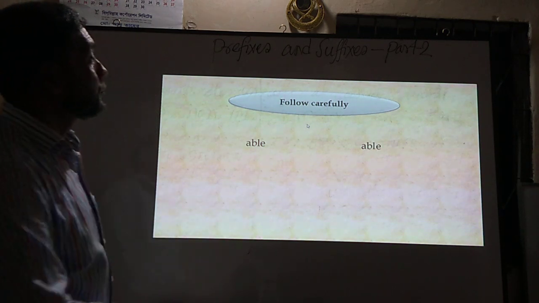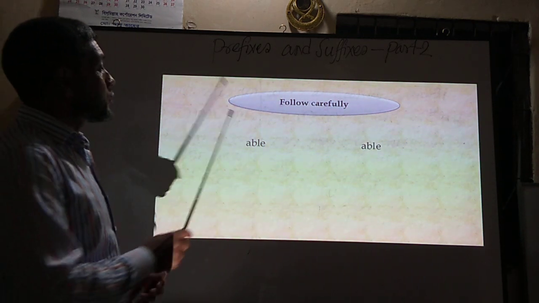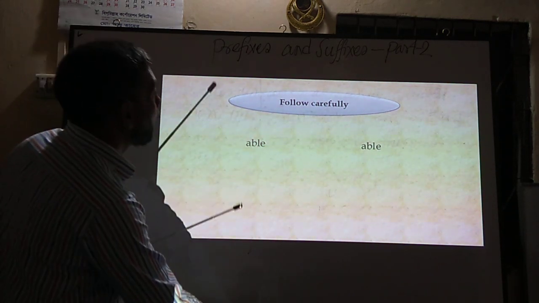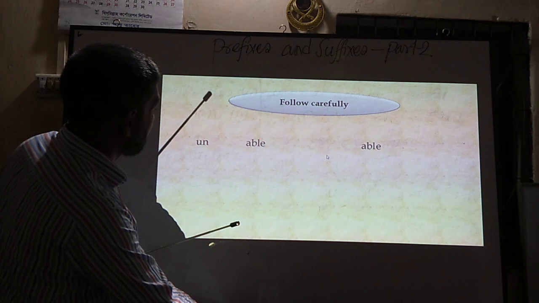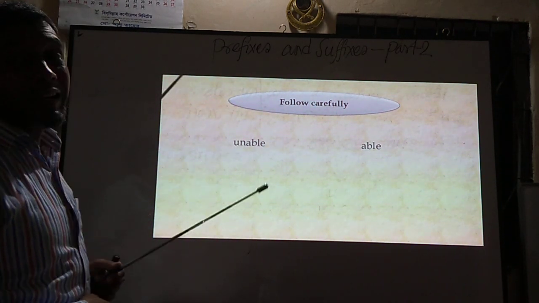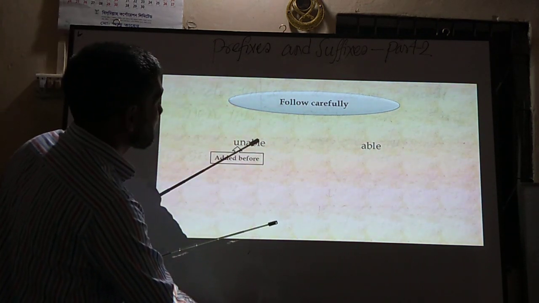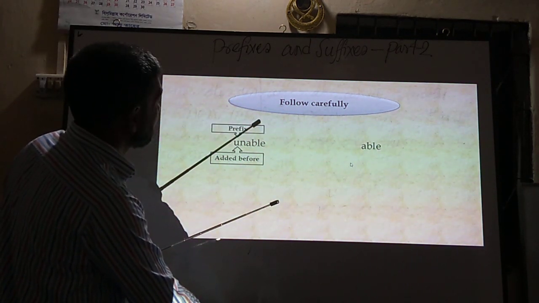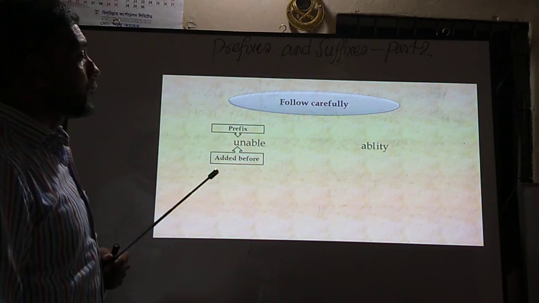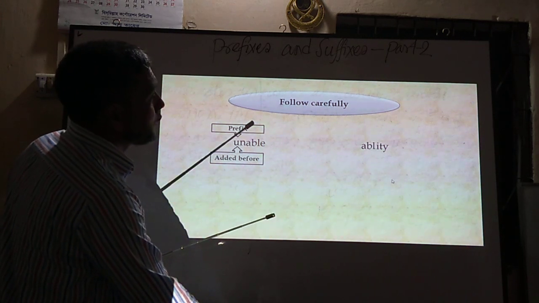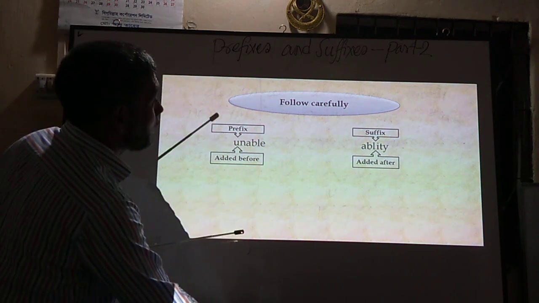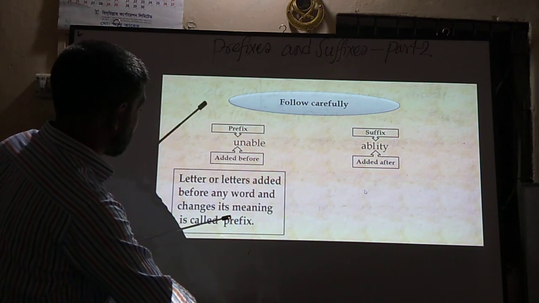So dear student, this is able and this is able. They both are root words, you know. But what we are going to do here, this becomes an opposite word, unable, with a prefix added before. If I want to change the part of speech, then it will be ability, and suffixes will be added. So I told you about it. We should not waste our time here.